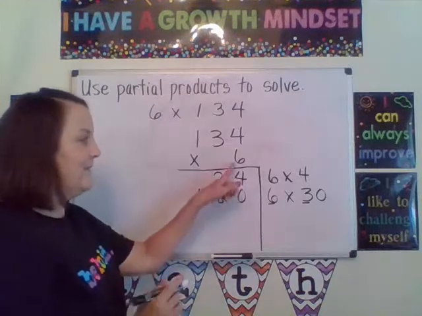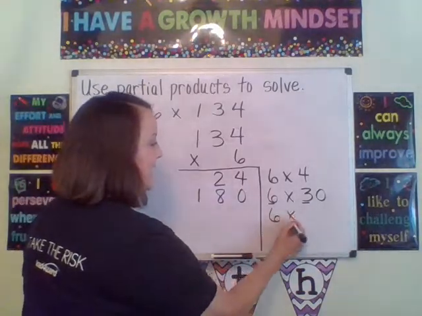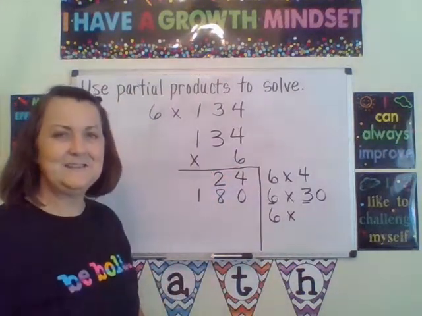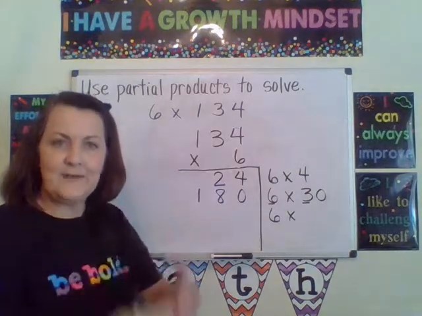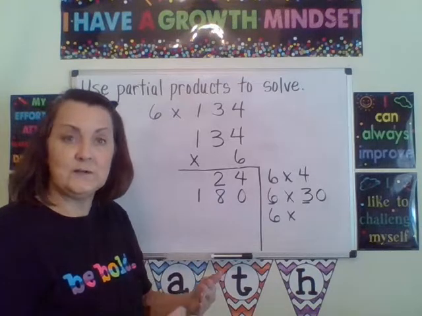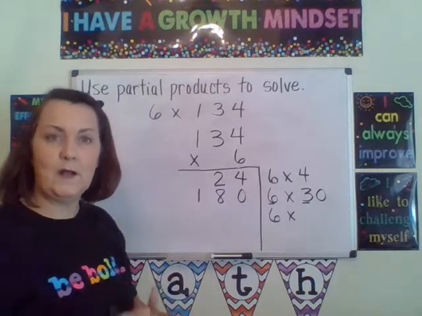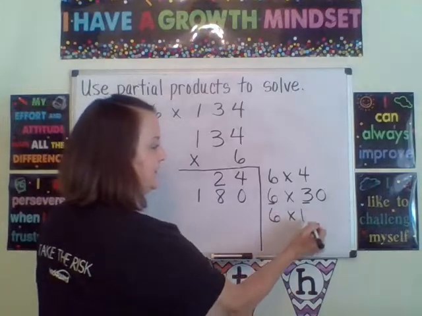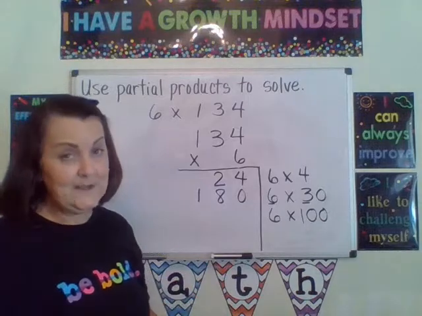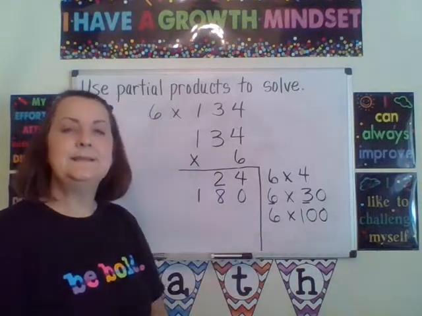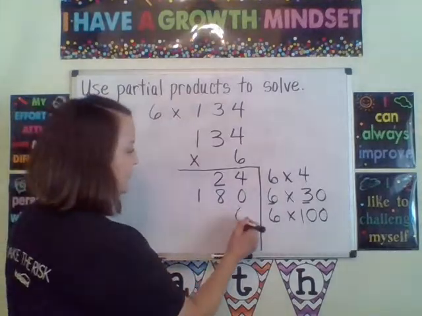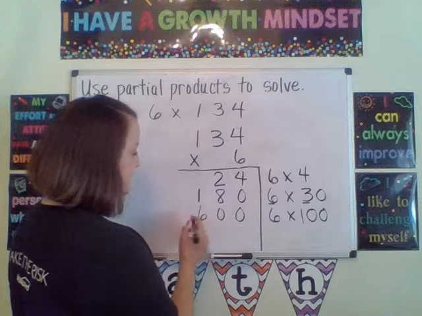Now, we're going to take the factor 6, and we're going to multiply it times the value of the hundreds place. So the digit is a 1, but what's the value of that digit? Well, it's 1 hundred. So that has a value of 100. So we're going to write down 6 times 100. You know what 6 times 1 is. You know what 6 times 10 is. 6 hundreds is 600. So again, we're going to write that in the correct place value positions.